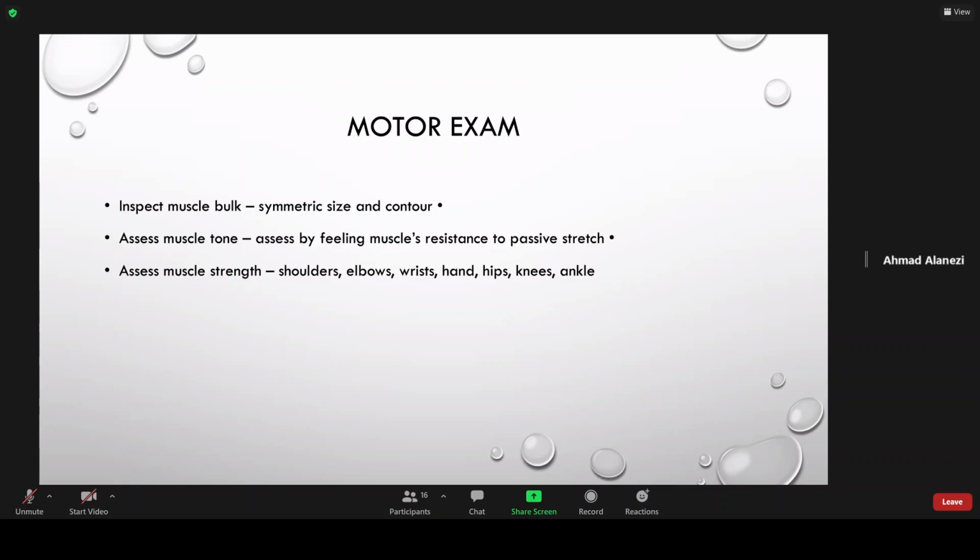Now, after we assess the tone, we assess the bulk to say whether it is normal or reduced. The tone is to say whether it is normal, reduced, or increased. Because increased is with upper motor neuron, reduced with lower motor neuron, normal with normal, right? And then you assess the strength, which is the power, in a grading system.